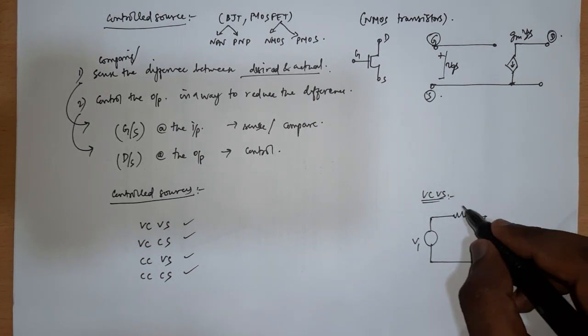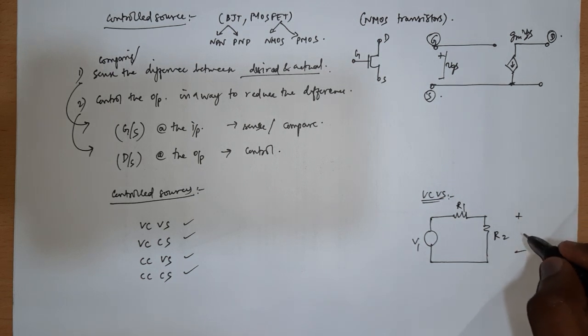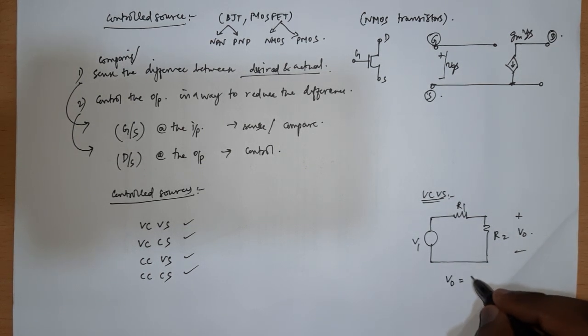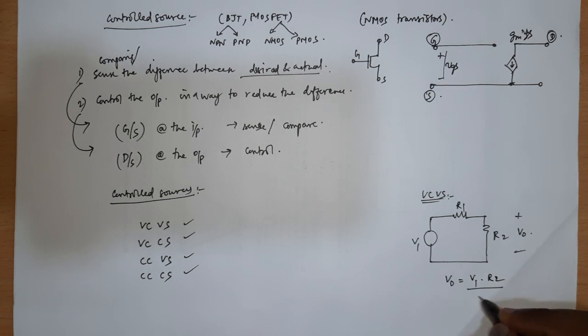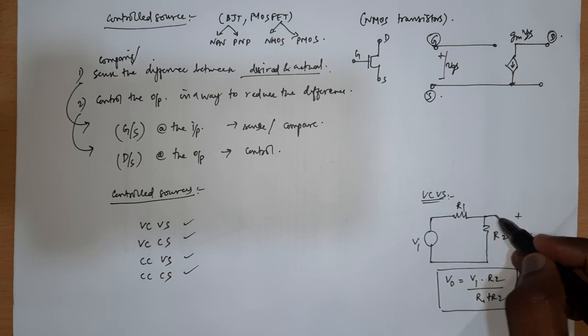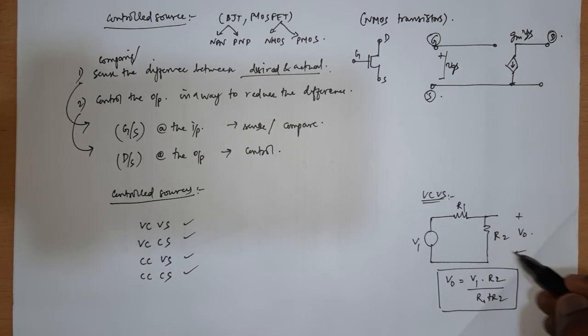Okay, so say this is R1 and R2, and if I try to see what is my voltage across R2, say for example this is V0, then I would get V0 is equal to V1 times R2 by R1 plus R2. Okay, so essentially what is happening, if I take this and connect it to some other terminal or some other circuit, that will be driven by this voltage V0.